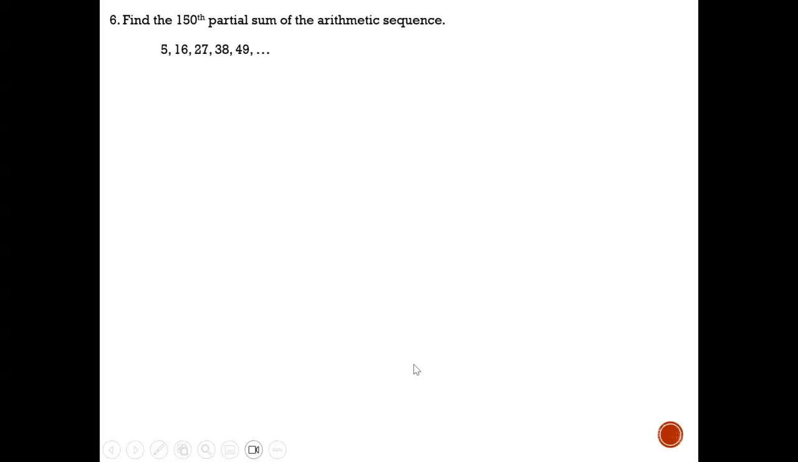Now here, guys, we're trying to find the 150th partial sum of the arithmetic sequence. There's going to be a formula for that. For the formula, we need to find the 150th term. We need A1 and the difference. What's the difference? From 16 to 27 is going to be 11. I know the difference will be 11.